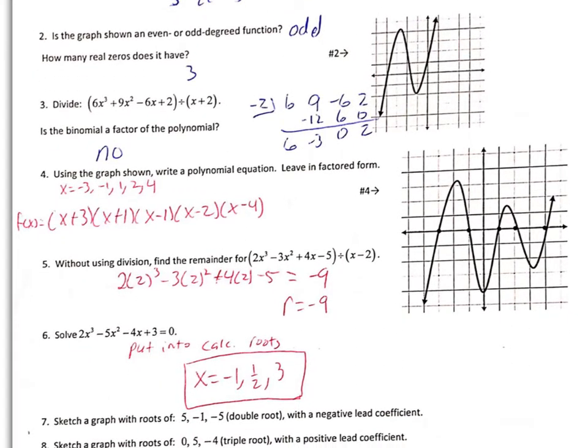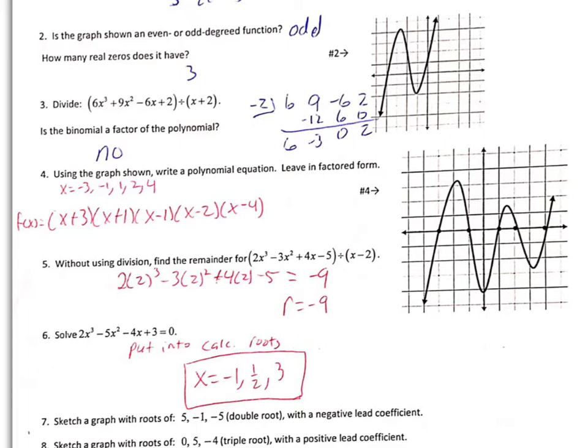Is the graph shown even or odd? Well, if it starts in a different direction than it ends, it's going to be an odd function. So number 2 is an odd function. It crosses the x-axis 3 times, so it has 3 real zeros.